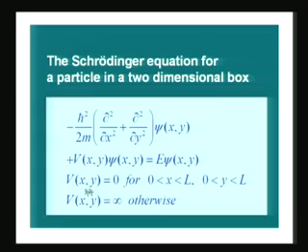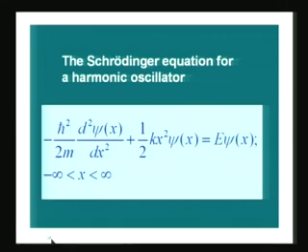What are the conditions? The conditions are very similar. Here we are talking about a square box with x between 0 and L, the same length, and y between 0 and L. So for a square box the potential is 0 inside the box and it is infinity otherwise. This is the second model we will do.